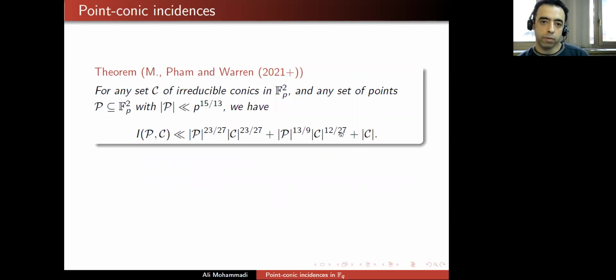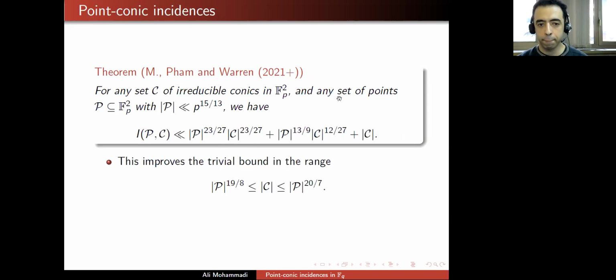So what we proved was that if C is a set of irreducible conics over Fp, and P is a set of points, again, as always, we need some condition not allowing P to be the whole plane. Then we proved non-trivial bounds. One point is that if you recall, we had these trivial bounds, and if you compare them with this thing, it shows that in this range we get a non-trivial bound.